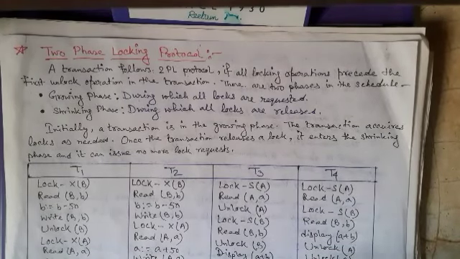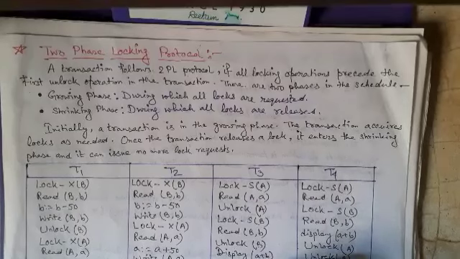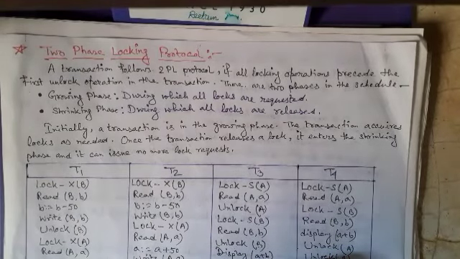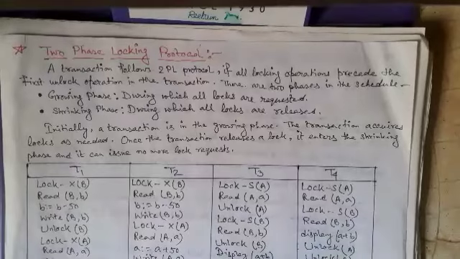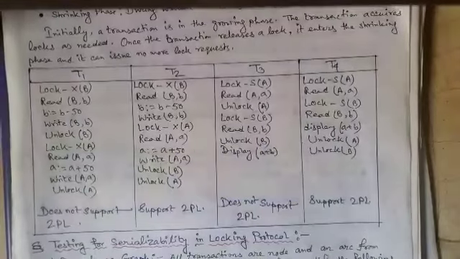In the two-phase locking protocol, at first the transaction is in the growing phase. When the growing phase is completed, the transaction goes to the shrinking phase. That means it releases the locks. Now here we consider some examples.